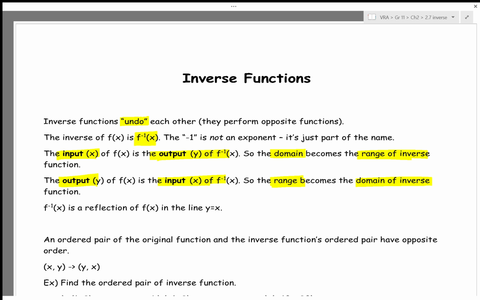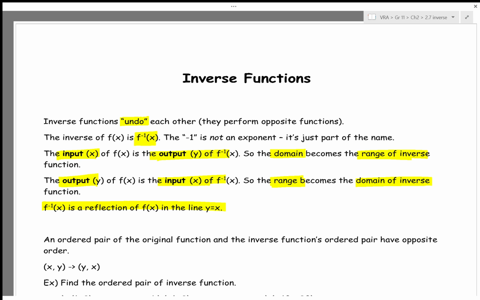Now, one last important characteristic of it is that f inverse is a reflection of f of x in the line y equals x. Okay, now you will think, but isn't it sometimes tricky to draw it? Well, all you have to do is use the ordered pairs on the original graph and then use them to graph it. I will show you how to do that in a bit.